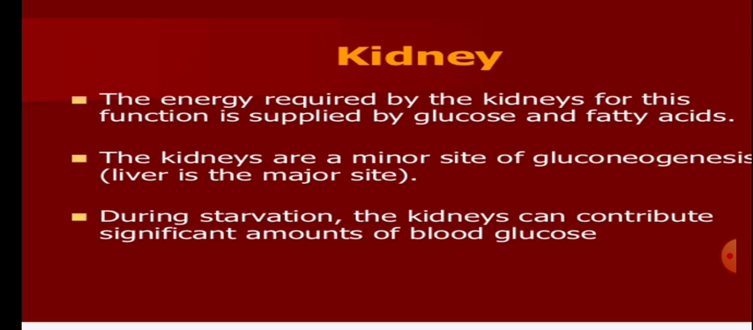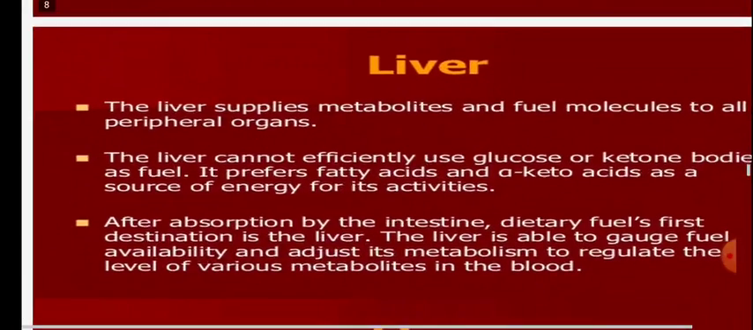The kidneys are a major site of gluconeogenesis, though the liver is the major site. During starvation, the kidneys can contribute significant amounts of blood glucose.